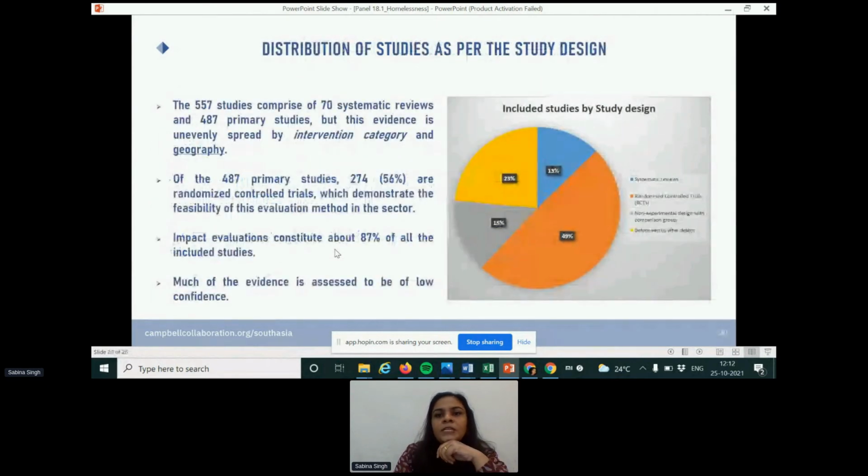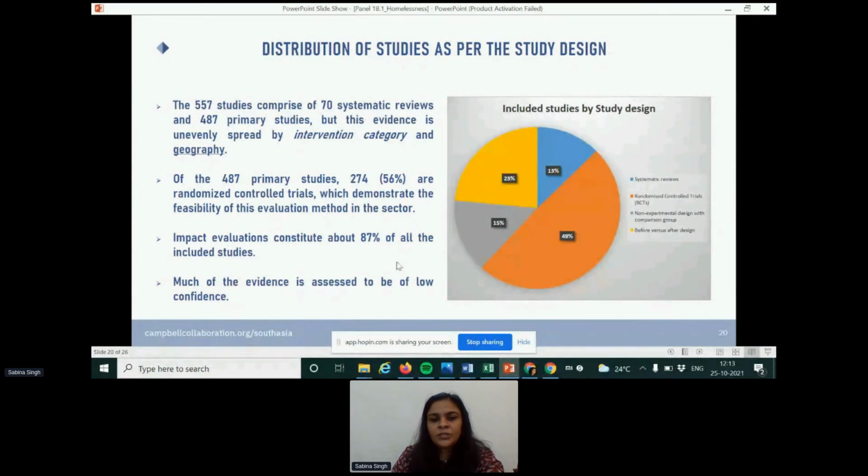Now if we see the study design, about 87% of the studies were impact evaluations and 13% were systematic reviews. Generally, this could not be the case in other fields of study, because sometimes we see a higher number of systematic reviews than impact evaluations. But this particular map shows us that there is a feasibility of conducting impact evaluations in this field.